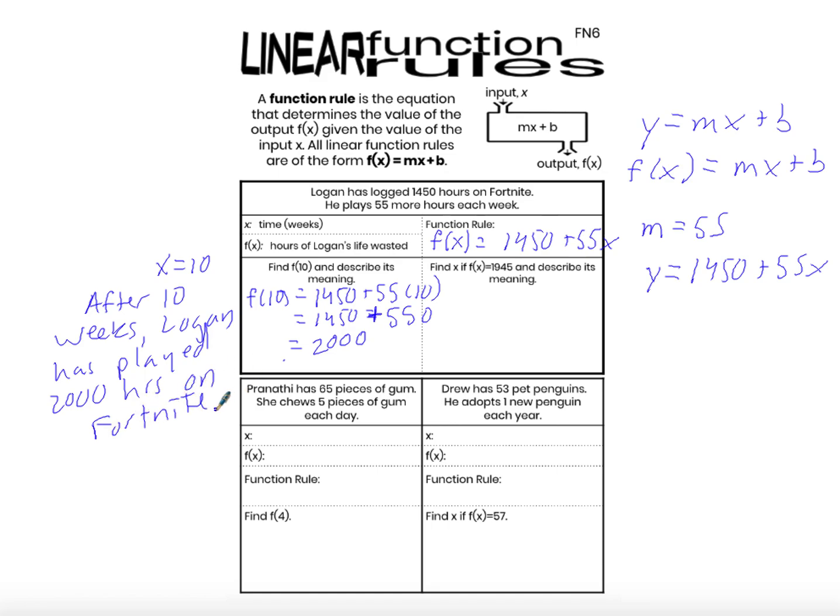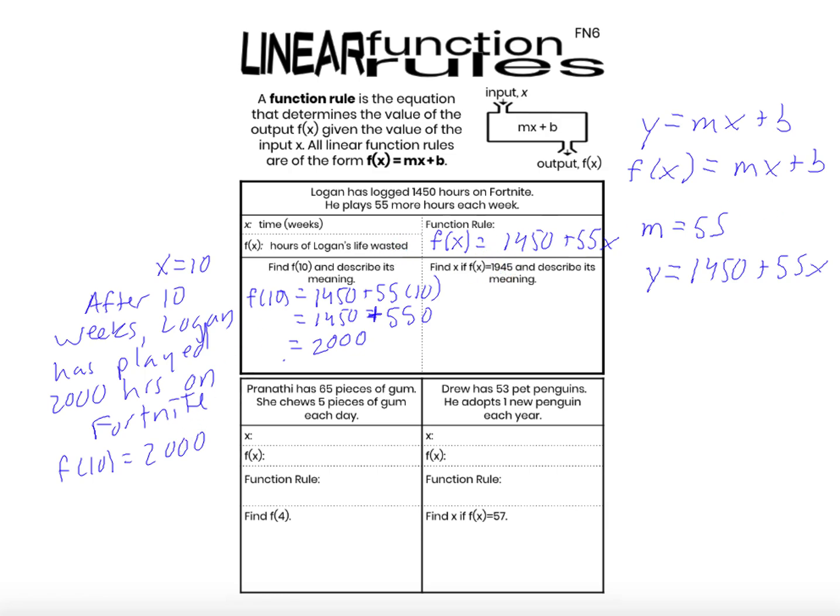So given this linear situation of adding 55 more hours a week, the input of 10 weeks gives me an output of 2,000. F of 10 equals 2,000 tells me after 10 weeks, 2,000 hours of Fortnite.